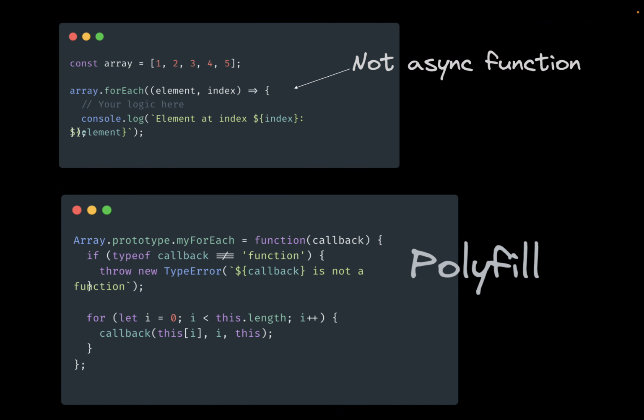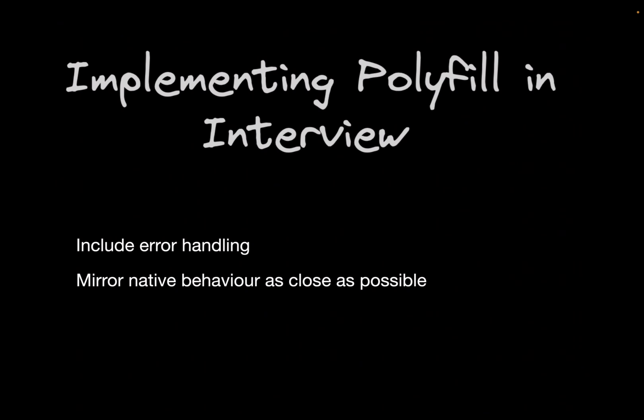In the world of JavaScript array manipulation, forEach holds its ground as a powerful and intuitive method for iterating over arrays. While its synchronous nature may pose challenges with asynchronous operations, the for...of loop provides a viable solution. Additionally, creating a polyfill for forEach sheds light on its inner workings, offering valuable insights into the language. When implementing a polyfill, we consider incorporating error handling mechanisms to enhance robustness and mirror native behavior.